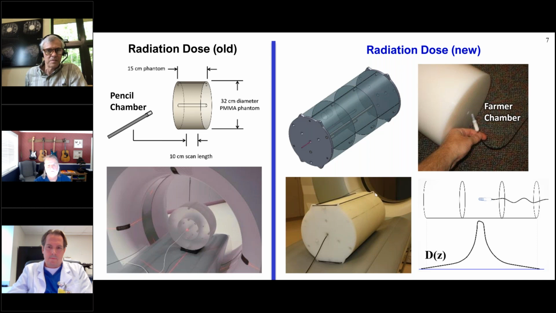Key to the measurements here, though, is that current standards require a 10 centimeter long pencil chamber, which is a little bit cumbersome by today's standards. And we've gone to a smaller chamber, which has an 18 millimeter active length, as you can see in the Farmer chamber picture in the upper right with my hand there. I won't get into the details of how that benefits dosimetry, but take my word for it that it does, and it makes it a much easier test once you're at the scanner. Next slide, please.